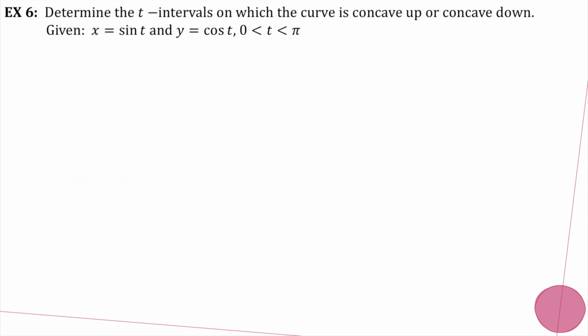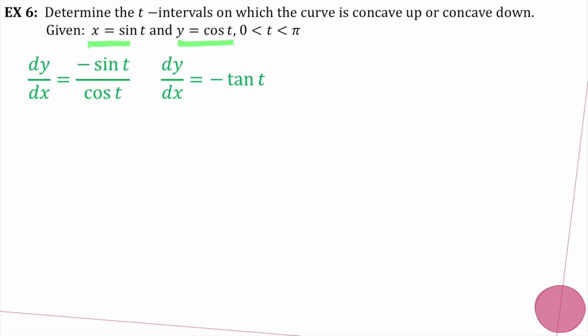Okay, I think this is the last one. Determine the t intervals on which the curve is concave up or concave down. Now, concavity lives in the second derivative, right? So we have our two parametric equations. To find the first derivative, we'll take y prime over x prime. And let's see, we can make that into a negative tangent t.